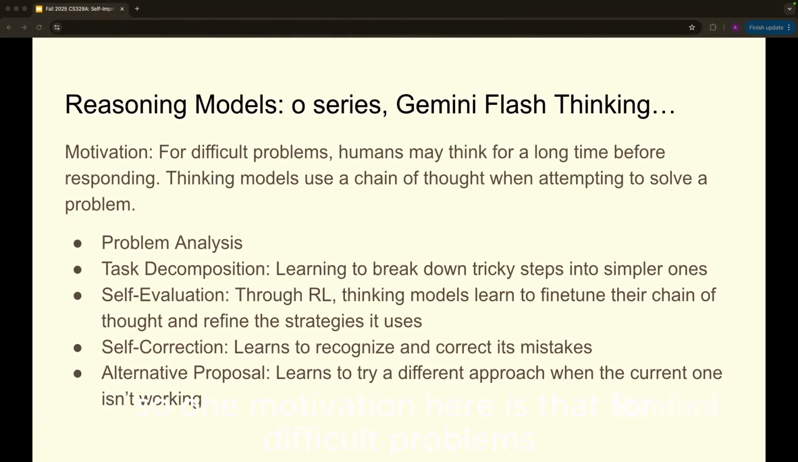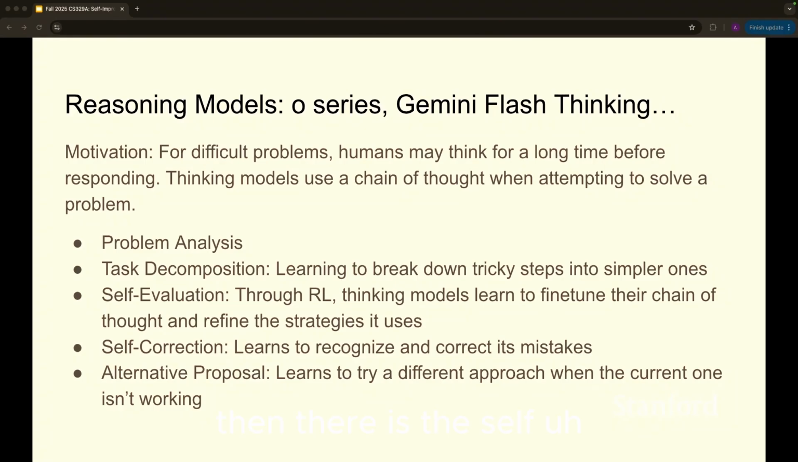So one motivation here is that for difficult problems, just like humans think a lot more, spend a lot more time, or consider many different strategies, thinking models do the same. And they may use a chain of thought or other techniques to go about solving a problem. And there are different steps to that. For example, problem analysis is one step. The model first sees a problem and tries to analyze it. Then it can do task decomposition, breaking a task into simpler tasks that are more addressable.